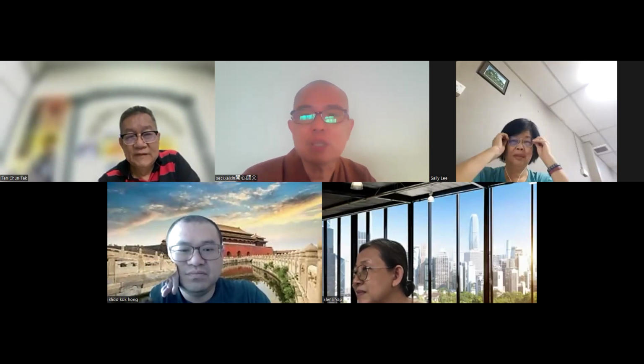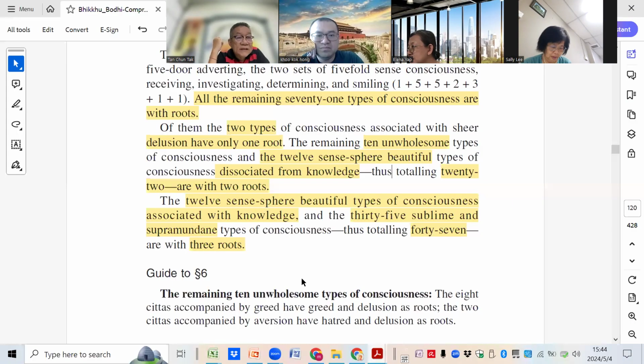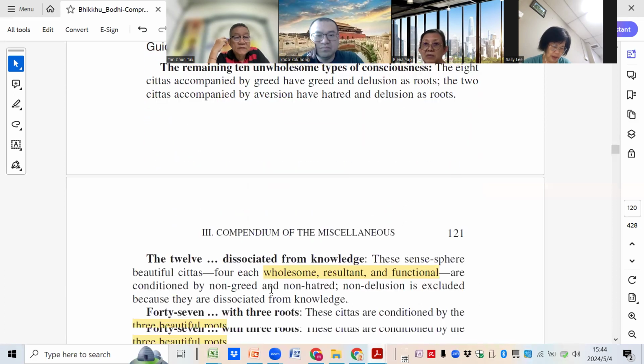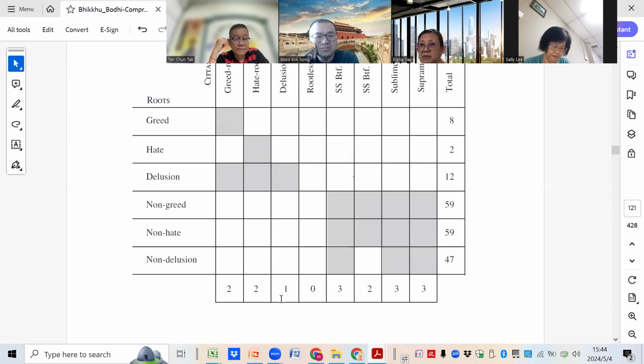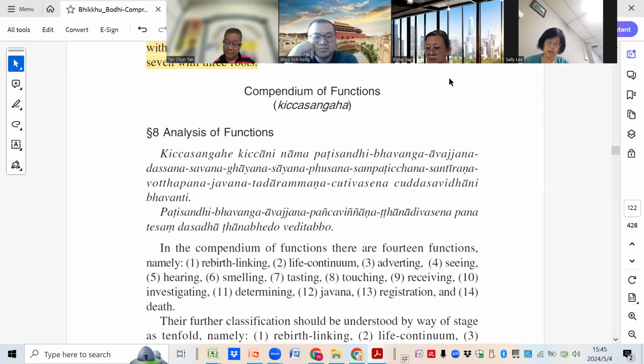So meaning to say we get all the roots already. Let's see what is the theory some more. We get all the numbering correct already. See or not? Then we finish already. Class, we finish already. Okay, so we go to the analysis of the function.